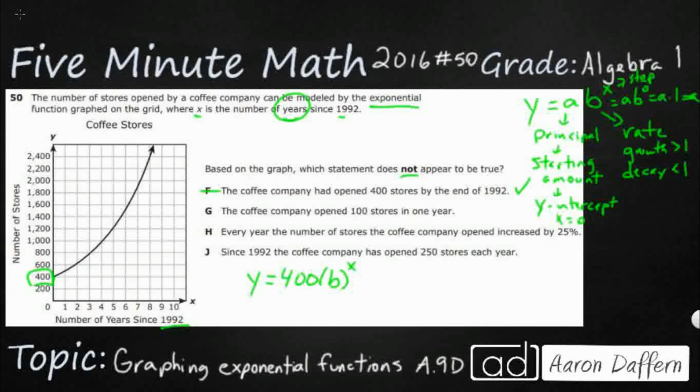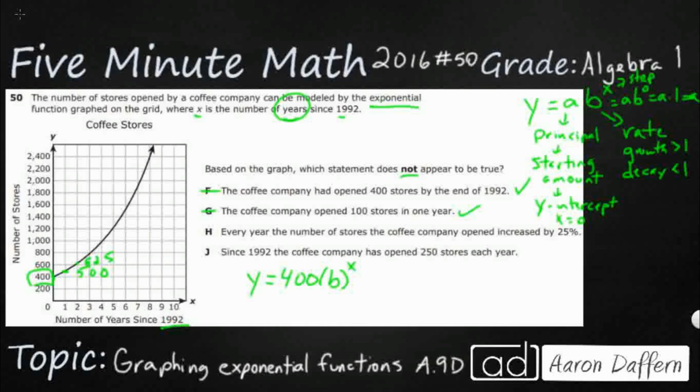G. The coffee company opened 100 stores in 1 year. Well, let's see. 0 years is 400. I'm going to call that year 1, 500. And even that year 2 is a little bit more than 600. Right? So it looks like, I'm guessing 625, something like that. So yeah, that looks like between 0 and 1, you do open up 100 in a year. Just 1 year, not every year.